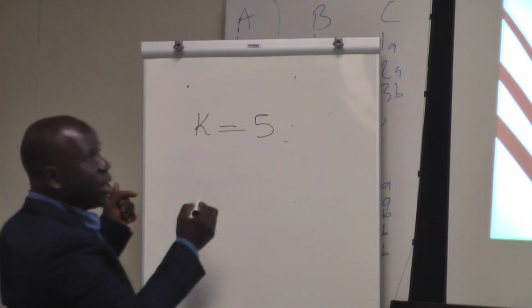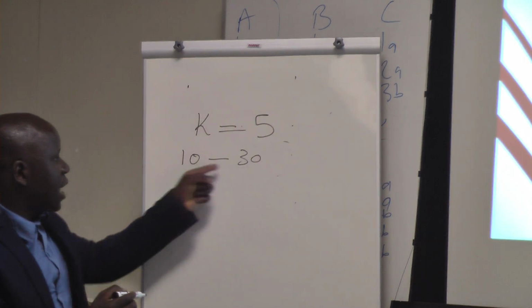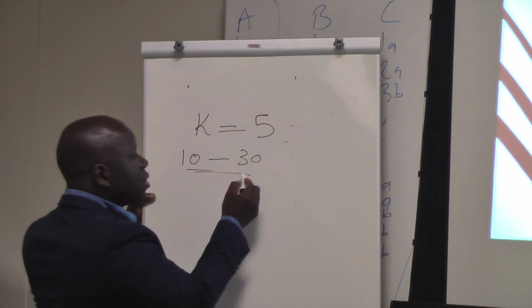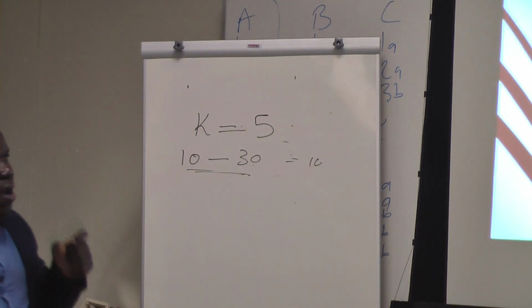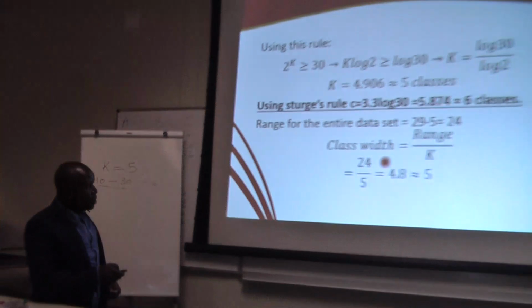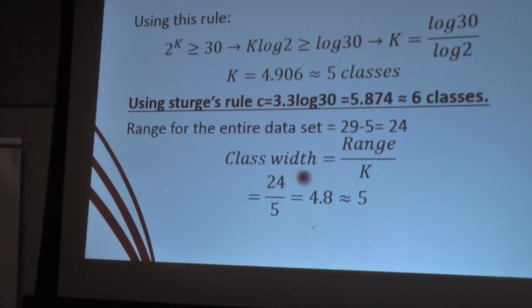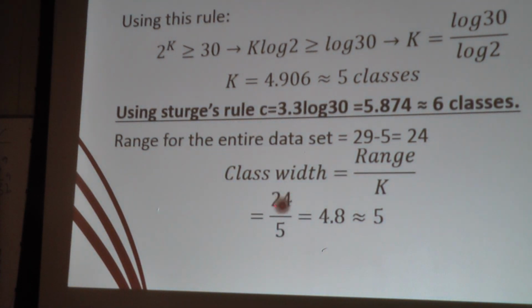When we talk of the width of a class, if we say 10 to 30, the width of this class is equal to 20. We take the upper class limit minus the lower class limit. In our case, how wide must be the 5 classes of ours? We need to go a step further. To determine the class width, we divide the range by the number of classes. In this case, 24 divided by 5 gives us about 4.8, which is approximately 5. We round again to use 5 for convenience.